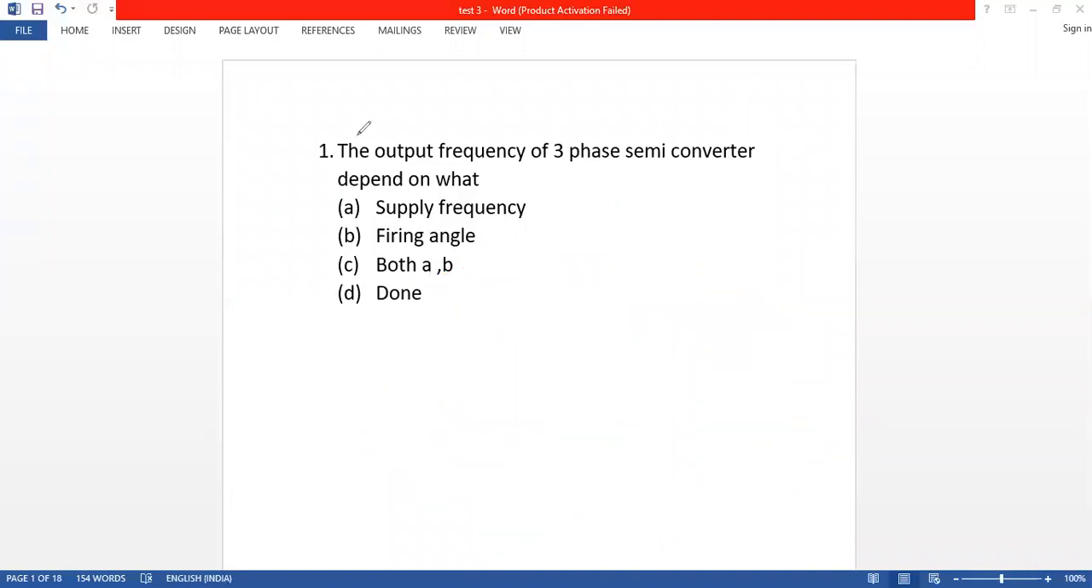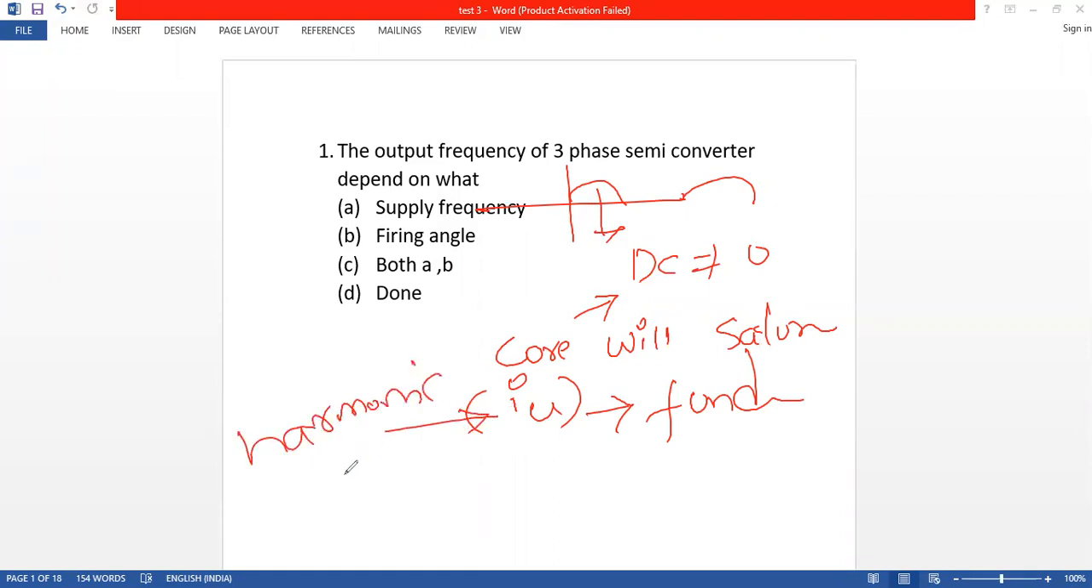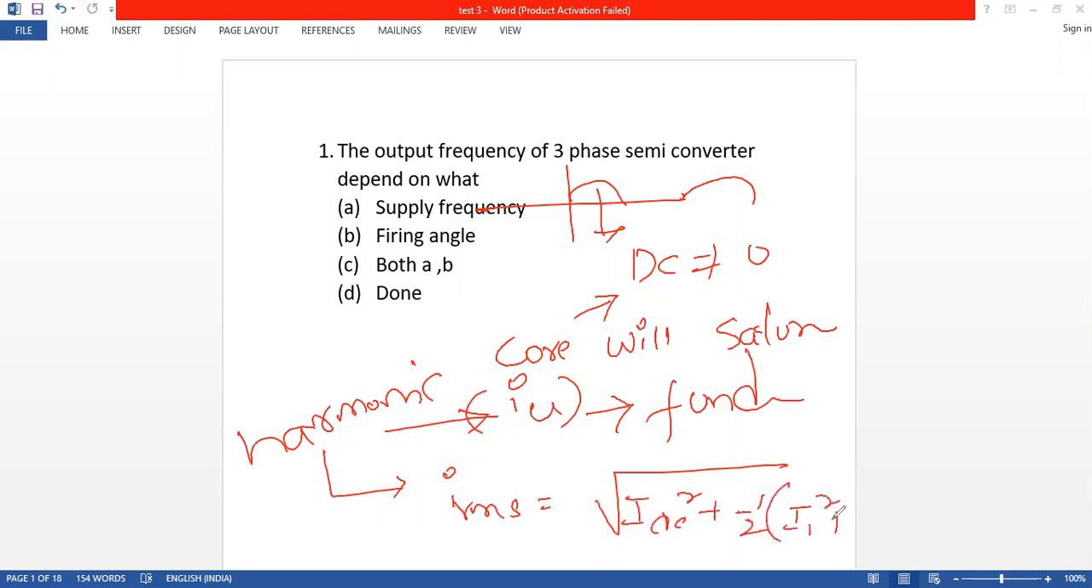Now come to here. See here. Now come to the half wave rectifier. This is the half wave rectifier. DC not 0 means what will happen? Core will saturate, because the source will supply only I1, which is the fundamental. It doesn't supply the DC term. So core will saturate. Once the core saturates, harmonics appear. What will happen? IRMS whole square is IDC square plus half of I1 square plus I3. Sorry, even harmonics will be there, I4 square. Okay, friends.